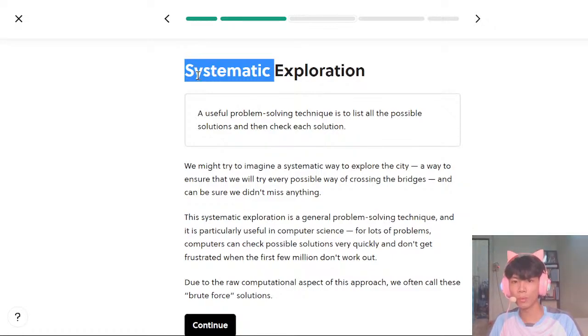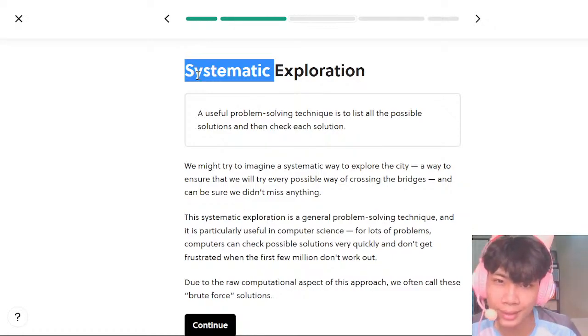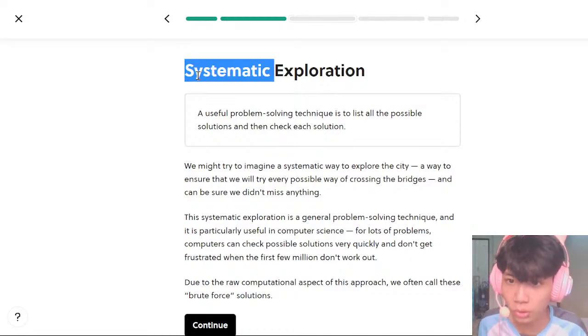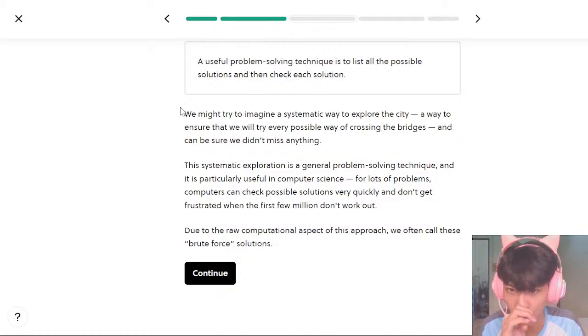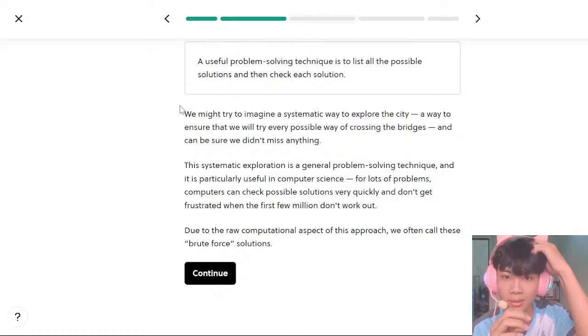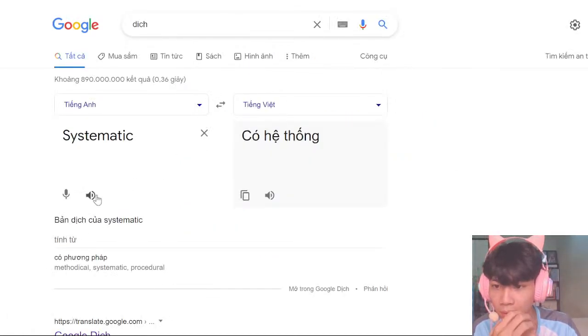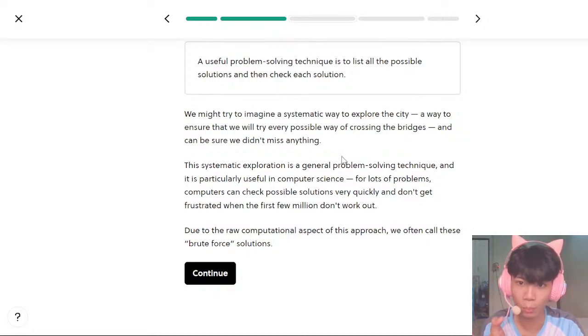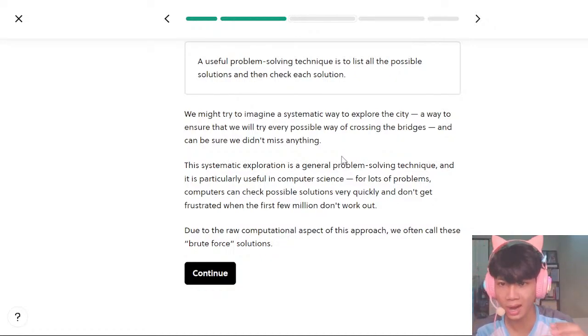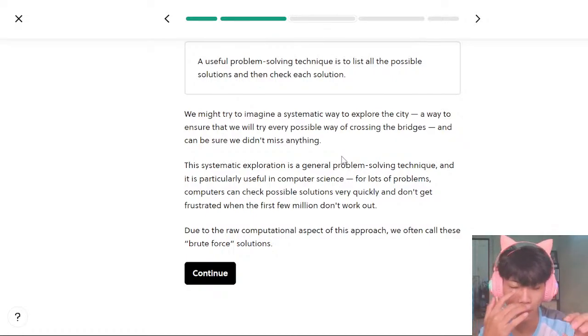Systematic exploration. A useful problem-solving technique is to list all the possible solutions and then check each solution. We might try to imagine a systematic way to explore the city, a way to ensure that we will try every possible way of crossing the bridges and can be sure we didn't miss anything. This systematic exploration is a general problem-solving technique.